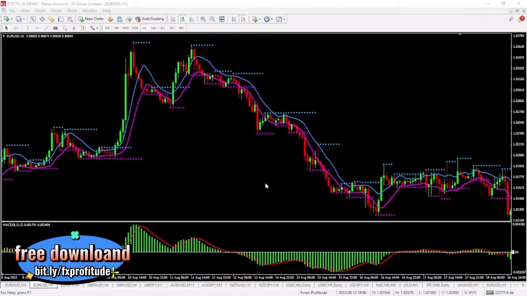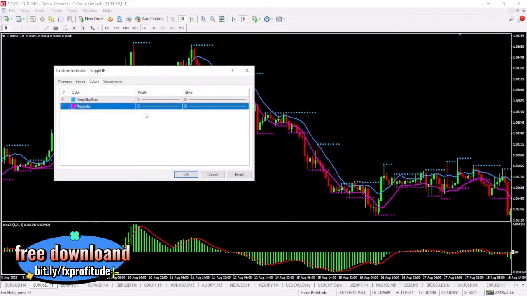The first indicator that we might notice are the horizontal dots across the chart. If I double click on this, we're going to open up the properties box, and at the top you can see that the indicator name is SUP-RTF. This is support and resistance time frame.